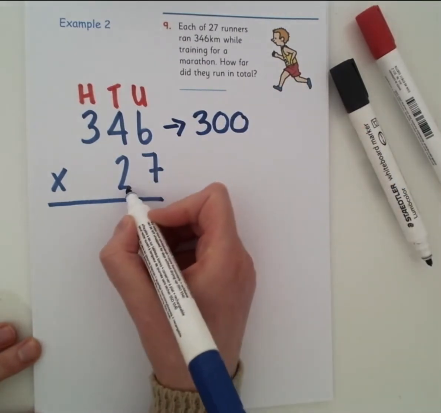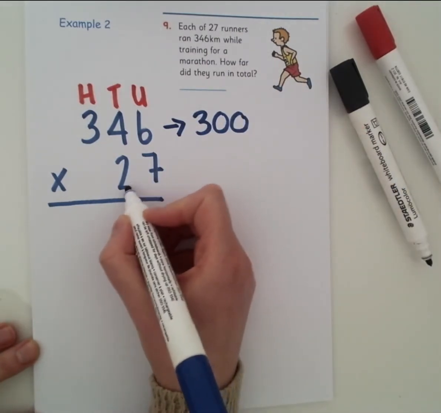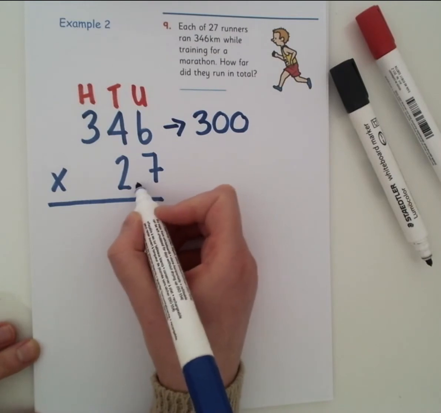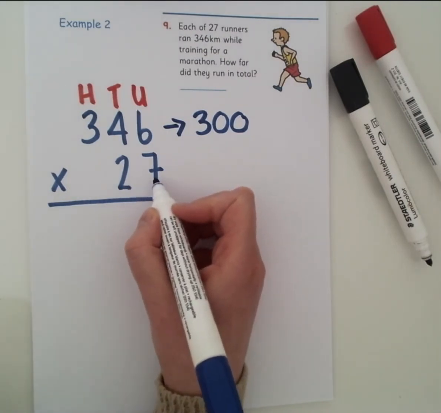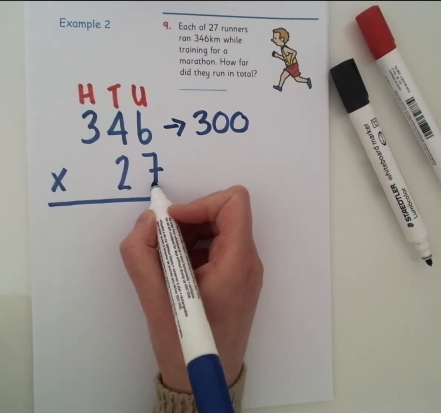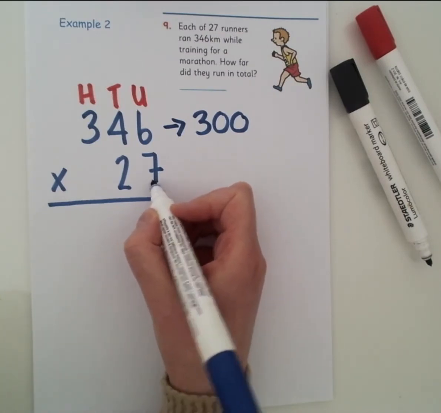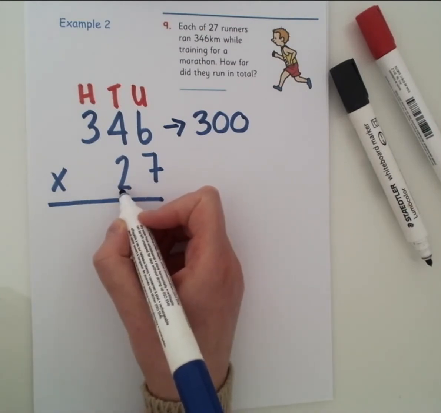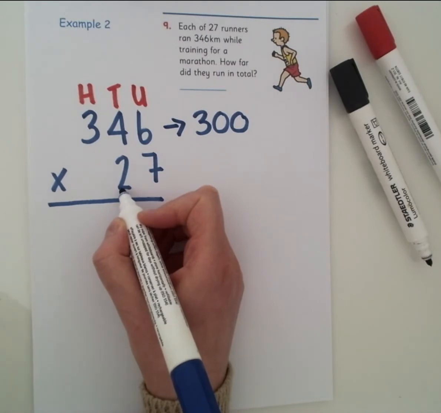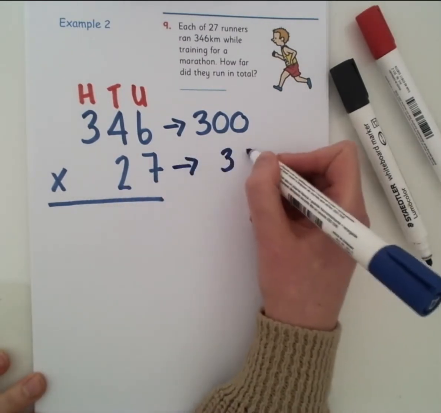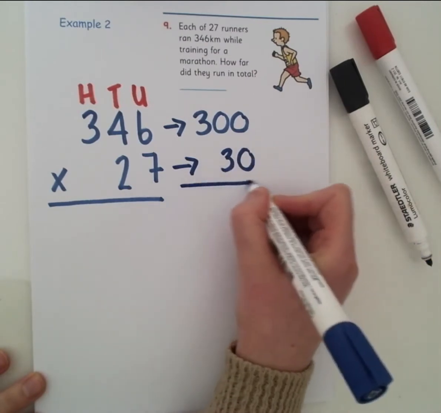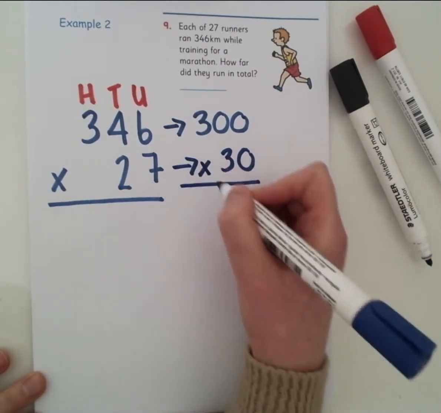Now I have to round 27 to the nearest 10. So 27 is either going to round to 20 or to 30. So I look at the units digit, and because it's a 7, it means the tens digit is going to go up 1 to 3, which means 27 rounds to 30. And now I multiply these two numbers together. And again, it's really easy.